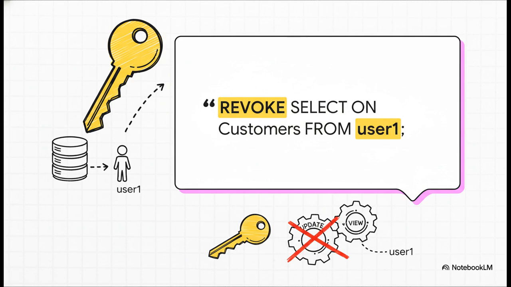You can snatch that key right back. Let's say user one changes roles and doesn't need to see customer data anymore. Boom. This revoke command yanks back just the select permission on that same table from that same user. Now, they might still be able to update data, but they can't see it anymore. That's what I call total control.